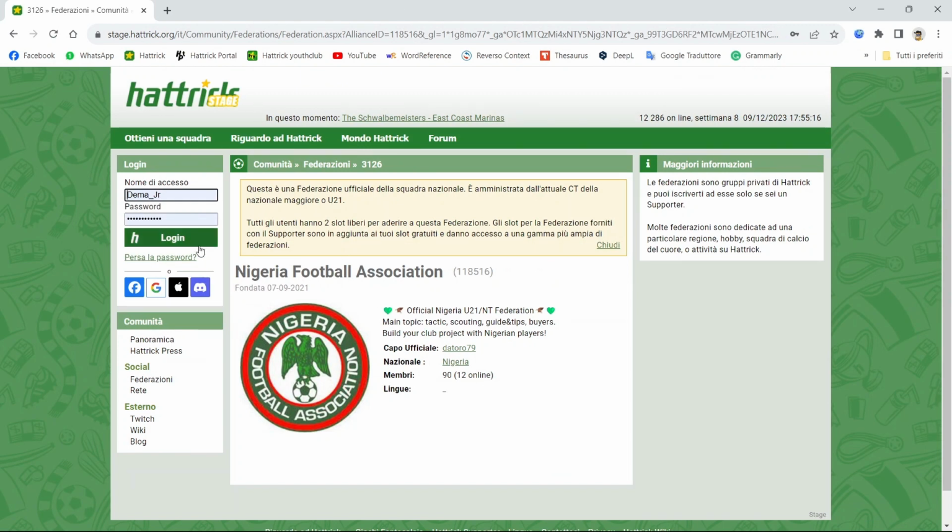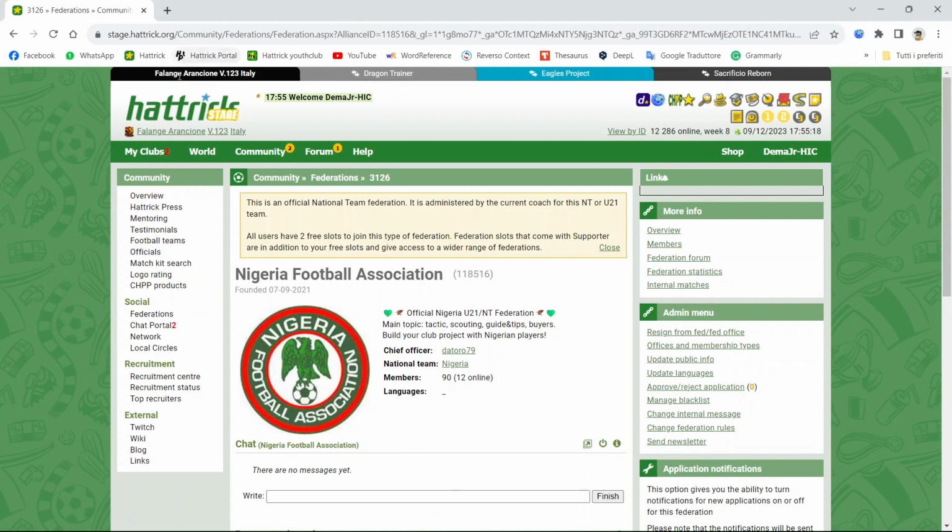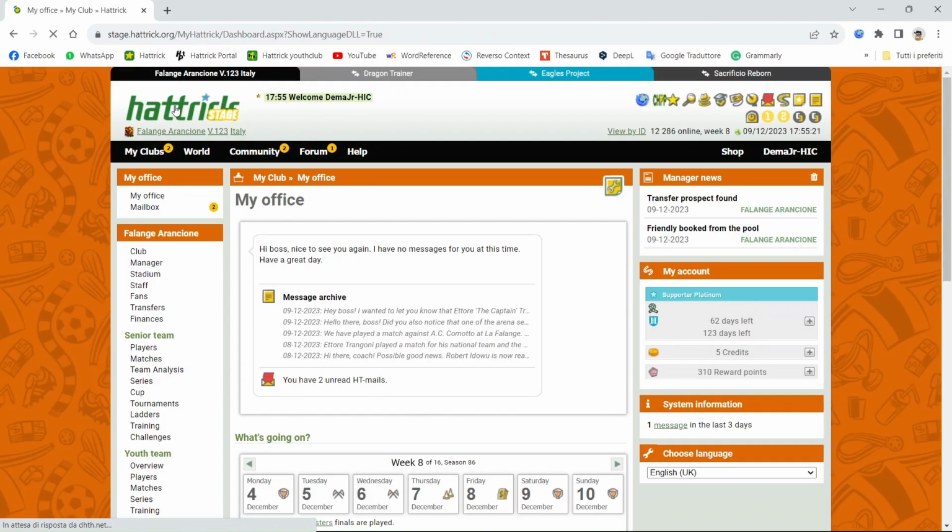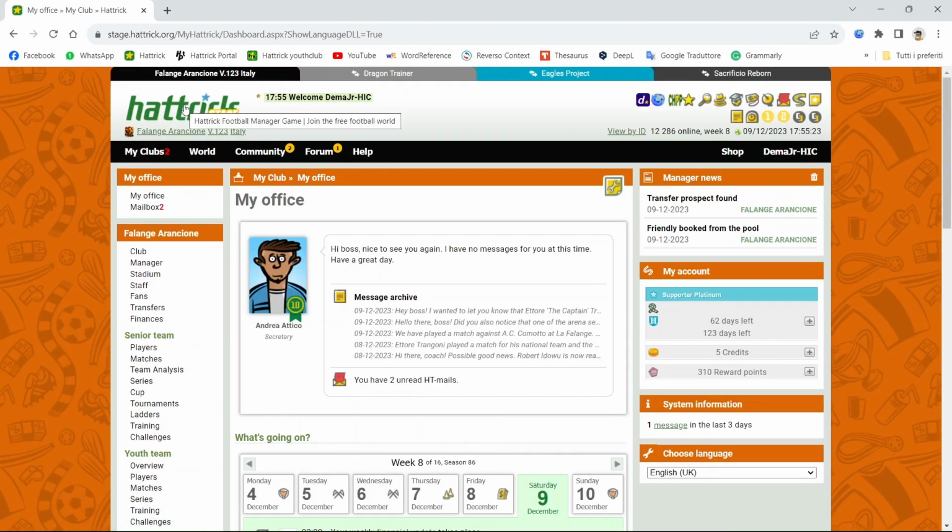Sometimes it's useful because from Hattrick Stage you can see features of Hattrick that are still not implemented in the normal version. So this is Foxtrick, really supporting you and boosting the game experience with all the main tools that the Hattrick users and the community of Hattrick are creating to support all the users to enjoy this game. I hope this video was really helpful for you.